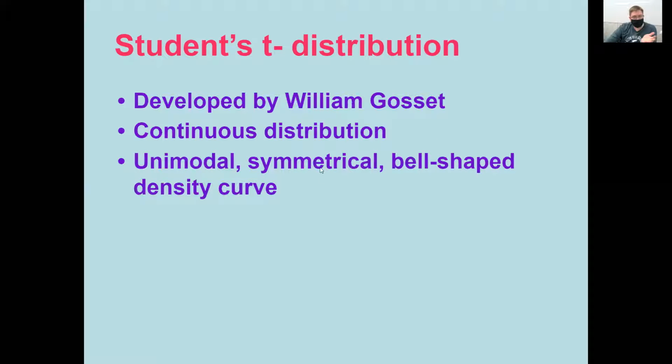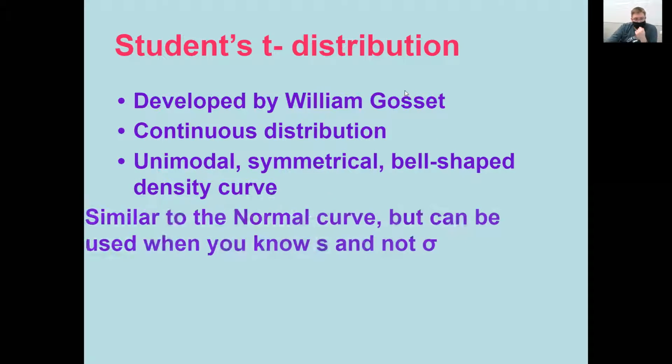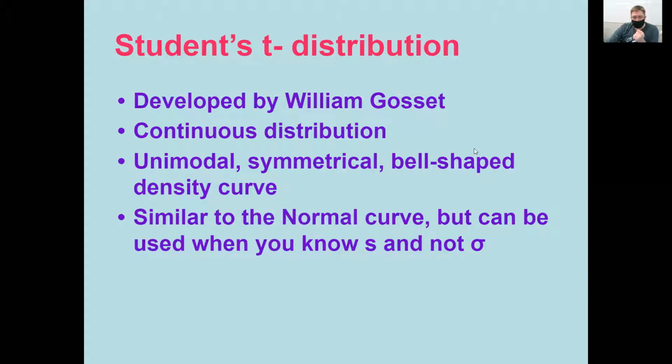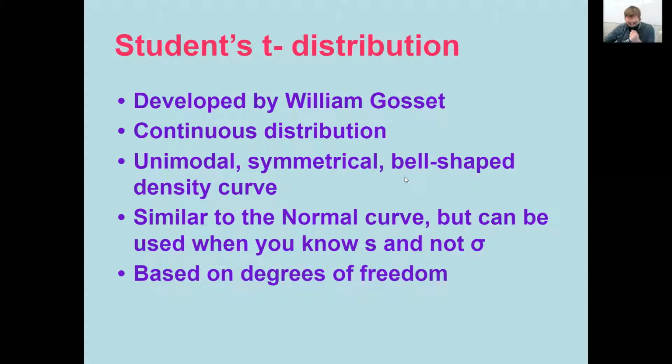And so here's the information for the student's T distribution, developed by a guy named William Gossett. Not that you need to know that, but it's there. It is continuous. It's a unimodal, symmetrical, bell-shaped density curve, so it's approximately normal looking. It's similar to the normal curve, but can be used when you only know the sample standard deviation, that's what the little s means, and not the population standard deviation. So it doesn't seem like a big deal, but it is if you don't know the population's, which we usually don't.